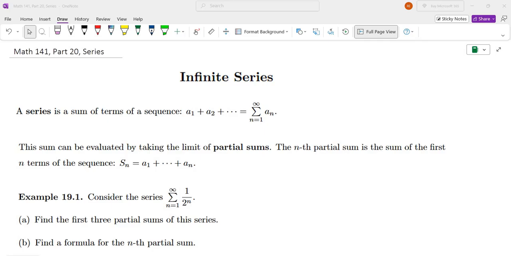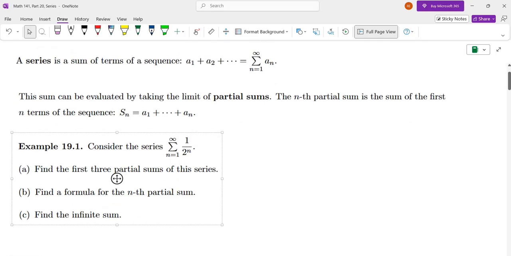This sum can be evaluated by taking the limit of partial sums. The nth partial sum is the sum of the first n terms of a sequence. S sub n, which is the nth partial sum, is a1 plus a2 all the way to an.